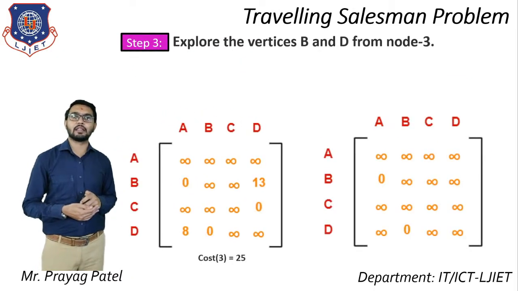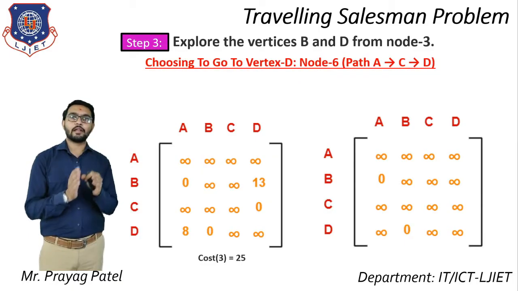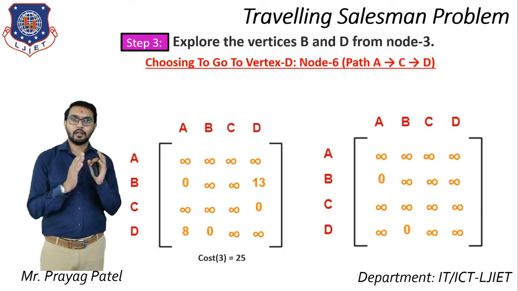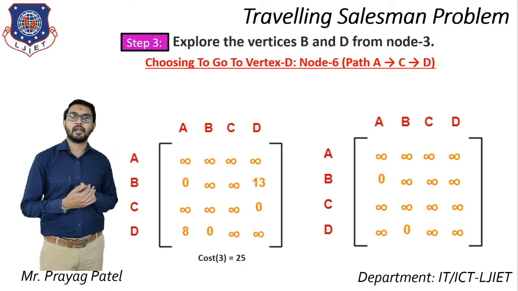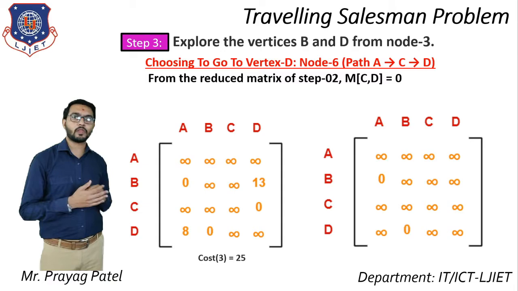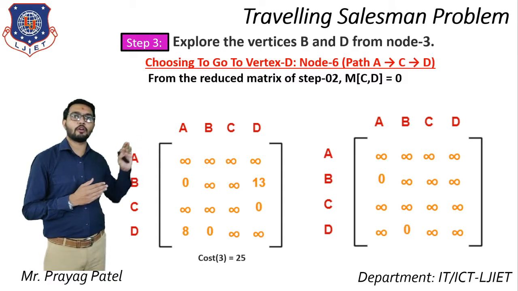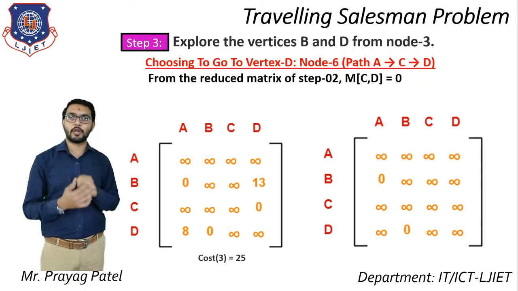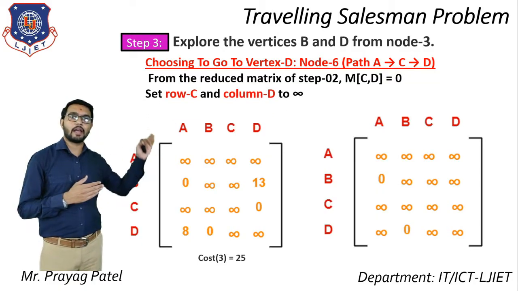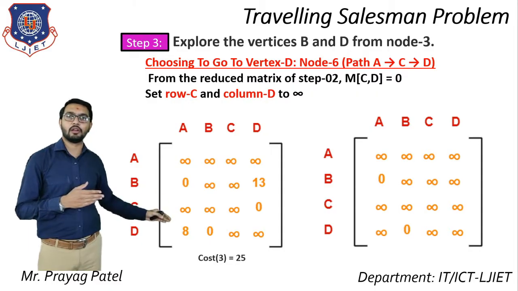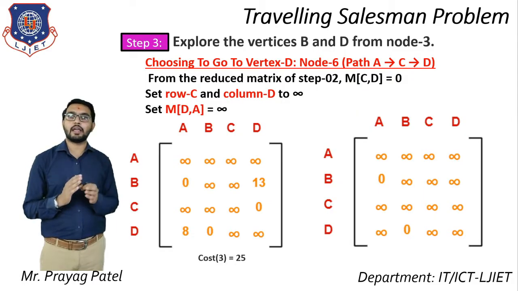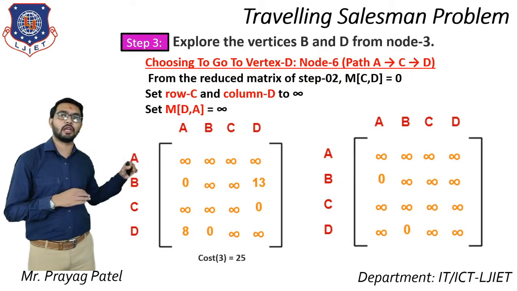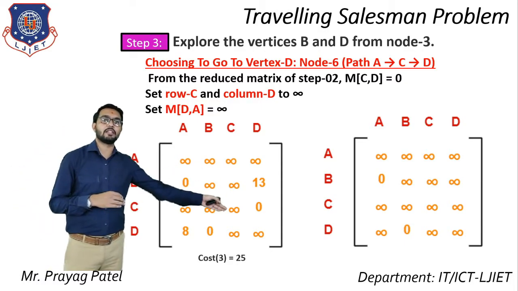Now consider the next path, A to C to D, because there are two possibilities after the selection of A and C: B and D. So here consider the D option, meaning select the path A, C and D, and the node number is 6. Now consider the old value of M[C][D] equal to 0, according to our step number 2. Now consider row C and column D as infinity from this node number 3 matrix. After that, consider the location DA as infinity. So after these 3 infinity operations, your resultant matrix is the second matrix.